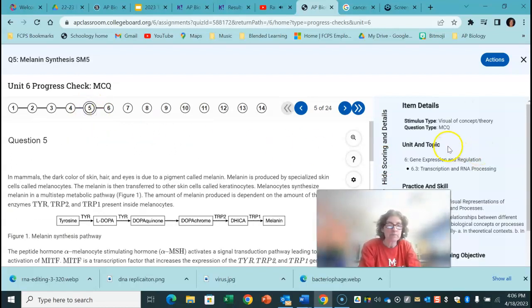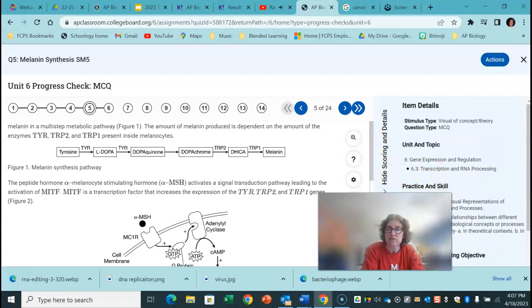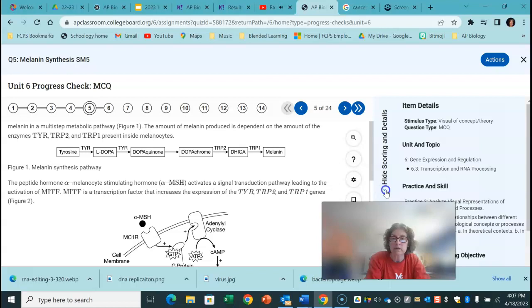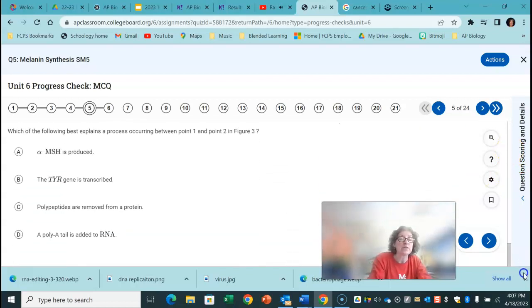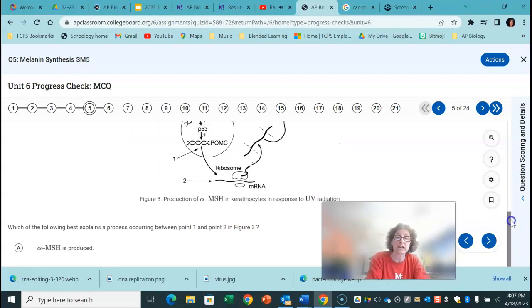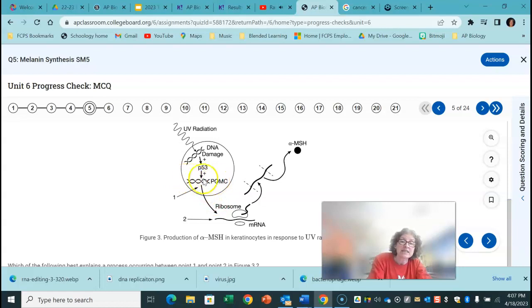All right, just going to do a couple, I think we're almost at the end here. Okay, so there's another one here with the same information. Come on, get out. There, okay. Different question. Which of the following best explains a process occurring between point 1 and point 2? This is basic, guys. This is right out of freshman year. Between the DNA here, what's happening between the DNA and then coming out of the nucleus and going to the ribosome, right? So you're looking for things that describe RNA editing. You're looking for RNA editing steps. That's it. It's as easy as that.